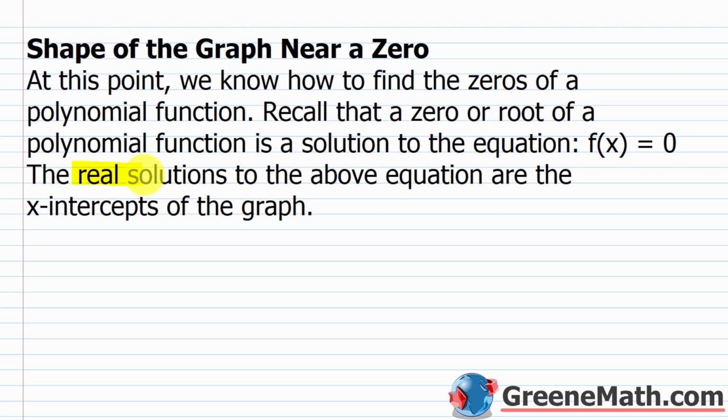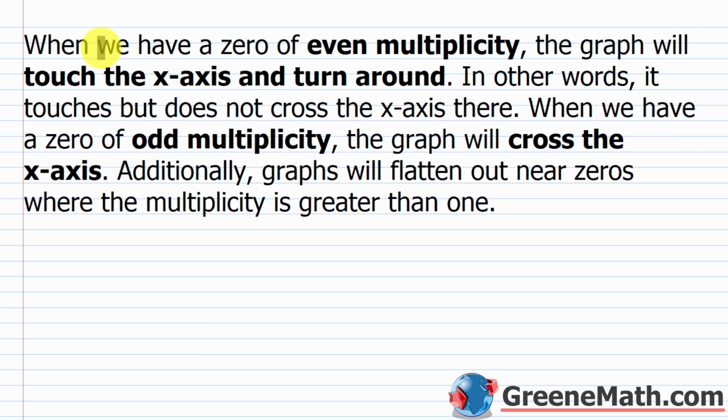So let me highlight real solutions there. We already know that we might have non-real complex solutions. Those guys are not going to be x-intercepts on your graph. So it's really important to understand that. When we have a 0 of even multiplicity, so something like 2, 4, 6, the graph will touch the x-axis and turn around. In other words, it touches but does not cross the x-axis there.